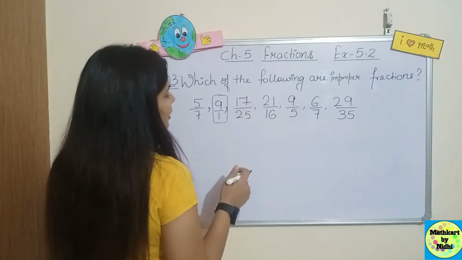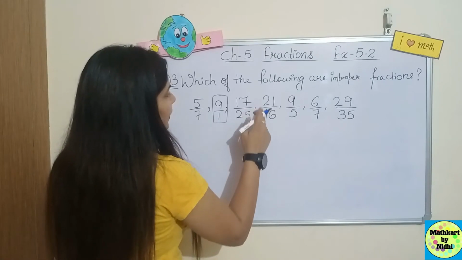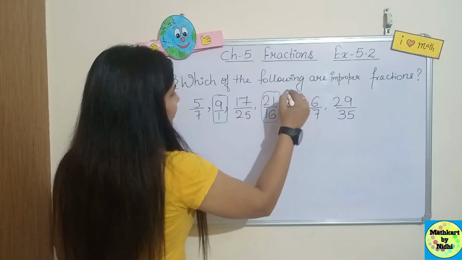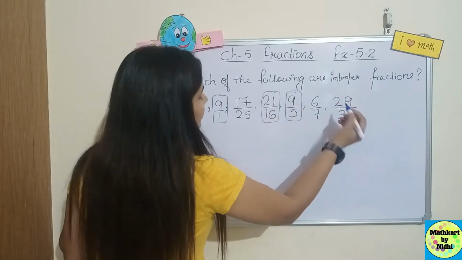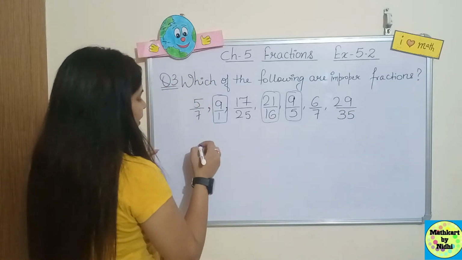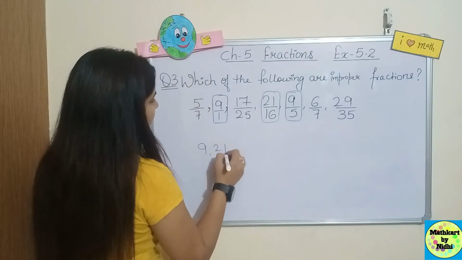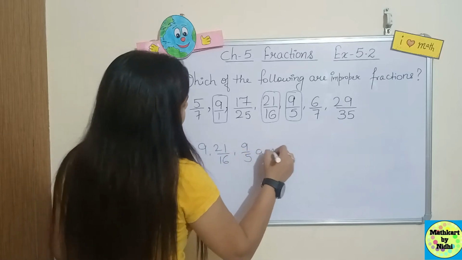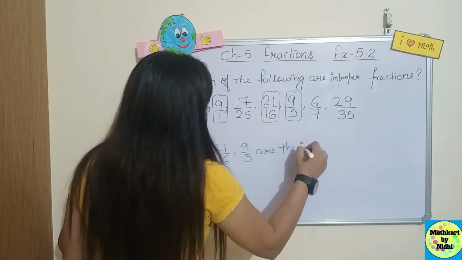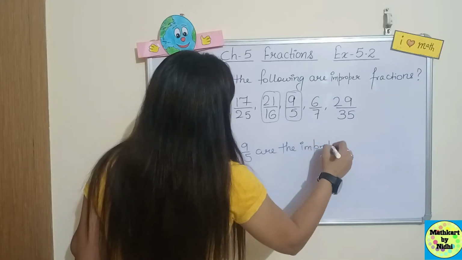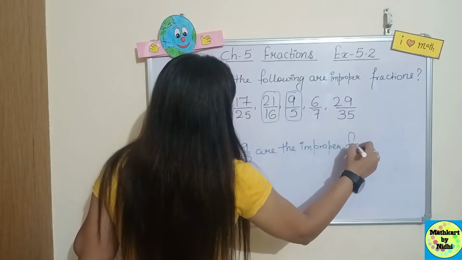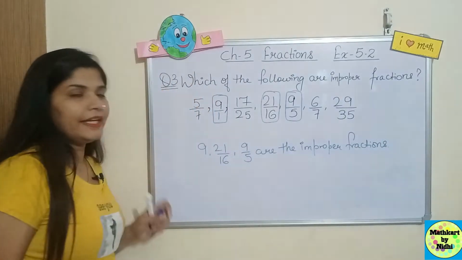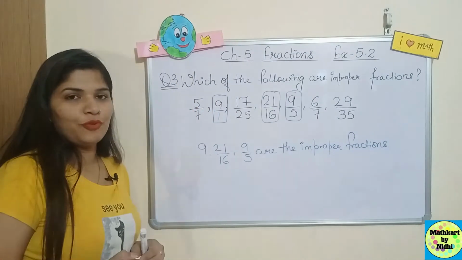17 upon 25? No. 21 upon 16? Yes, it is. 9 upon 5, yes, and no other one. So we can write down 9 upon 1, 21 upon 16 and 9 upon 5 are the improper fractions. Correct? So let us see question number 4.